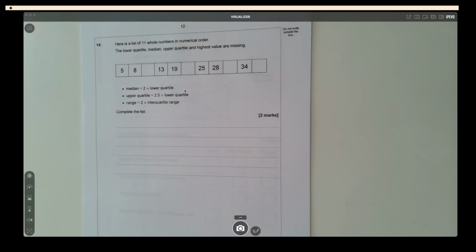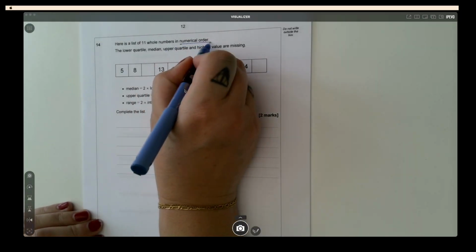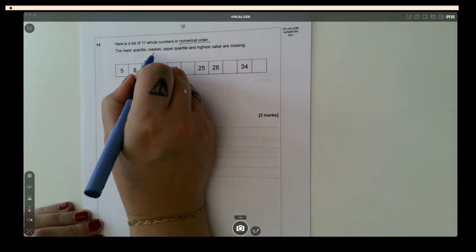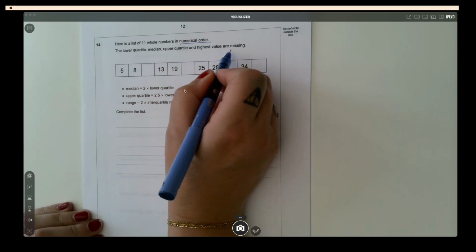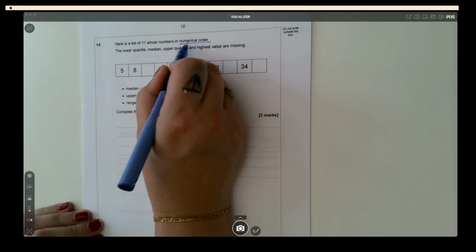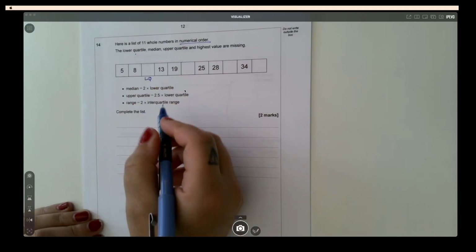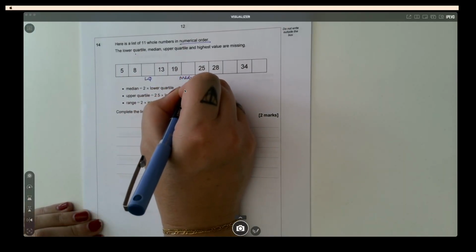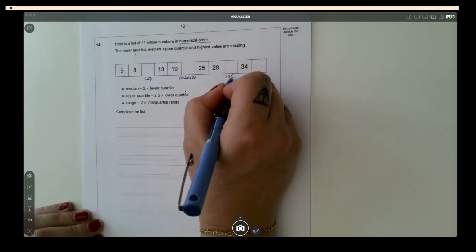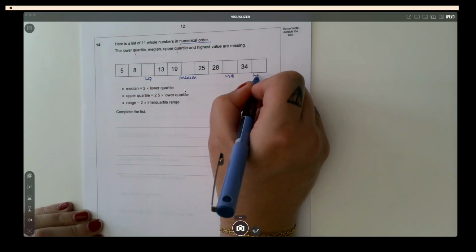Question 14. Here is a list of 11 whole numbers in numerical order. The lower quartile, median, upper quartile and highest value are missing. So if these are in numerical order, then the first missing value must be the lower quartile, the next one must be the median, then the upper quartile, and then the highest value.